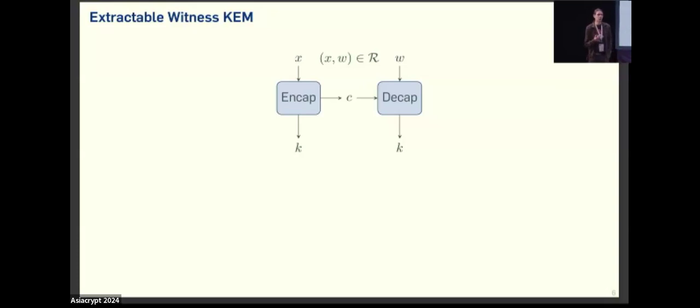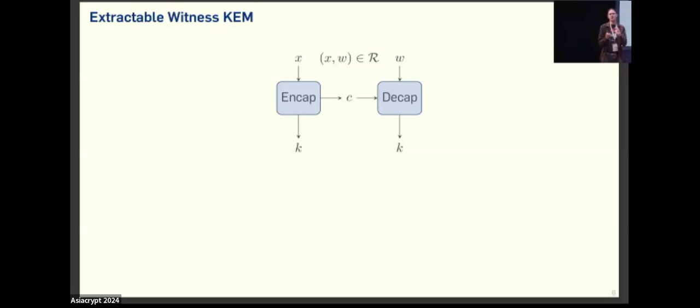what we construct directly is not actually extractable witness encryption. We make our lives a bit easier and instead construct an extractable witness KEM. This is fine because it turns out that even for extractable witness KEMs, you can use the normal principle of hybrid encryption to get a witness encryption scheme afterwards. You can just encapsulate a symmetric key, and then you can use a symmetric encryption scheme to get the encryption scheme from this.